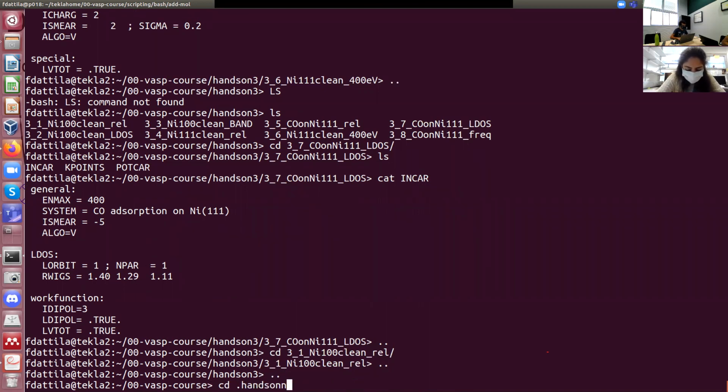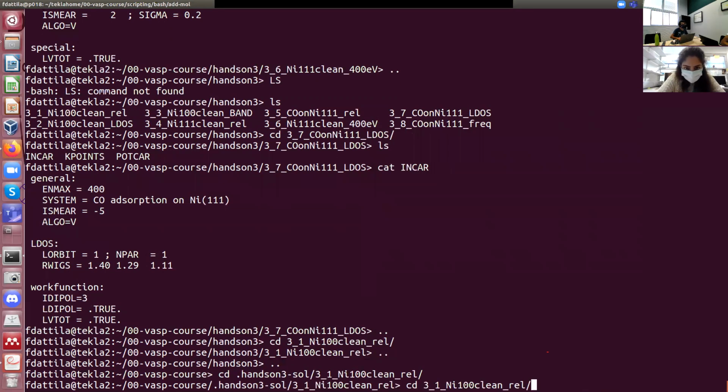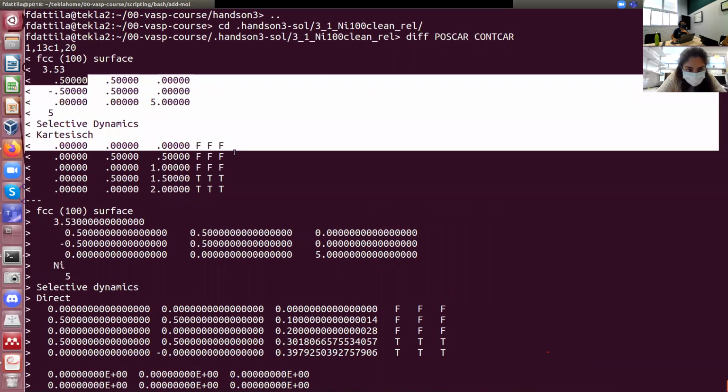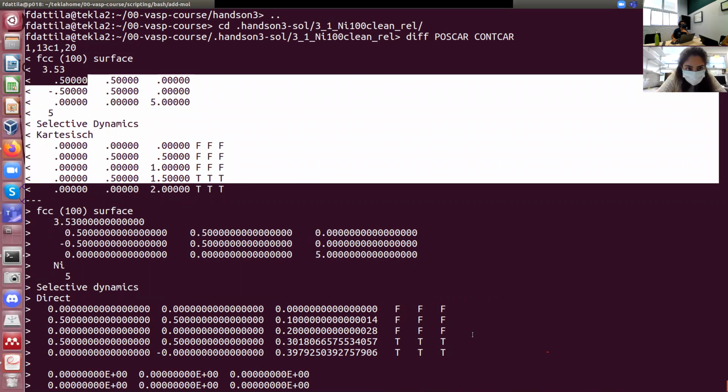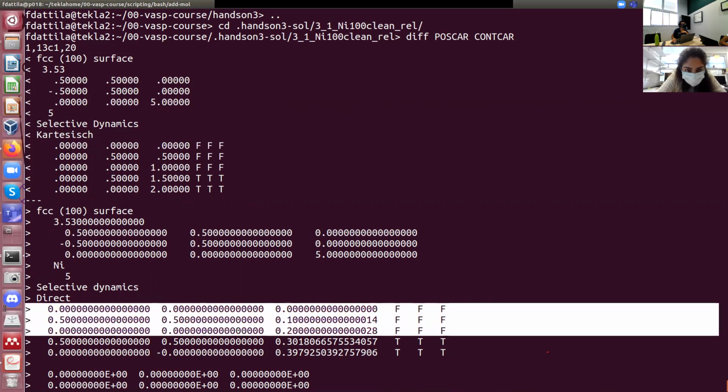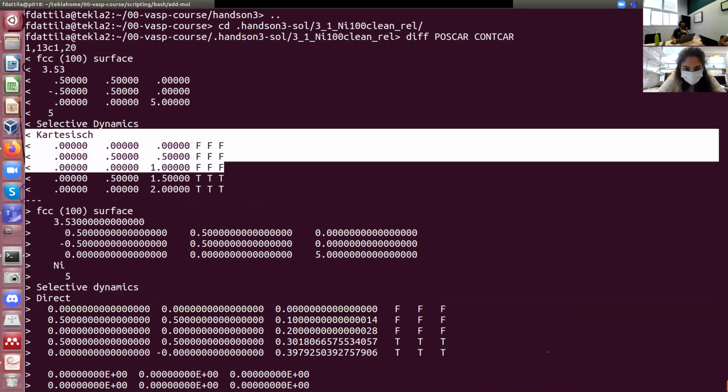Yes, because what I found is that some positions that must be fixed are changing. Okay, so POSCAR. Okay, so these are the differences. This is your POSCAR. Yes. And this is your CONTCAR. Yes, and the first three atoms should be fixed because we have those three Fs. Yeah. But when you see the CONTCAR, you see that they have been moving.